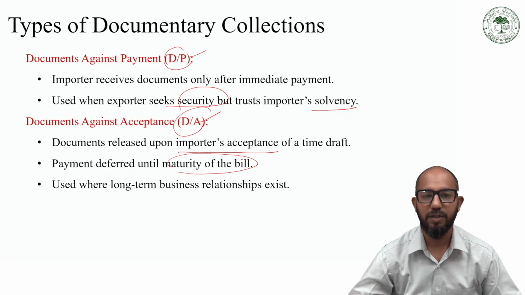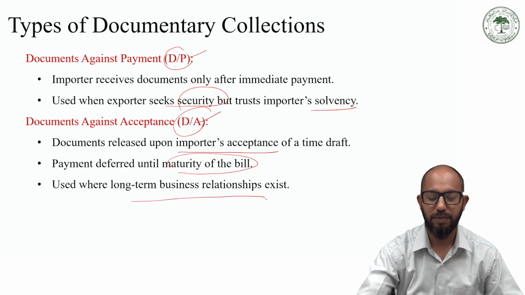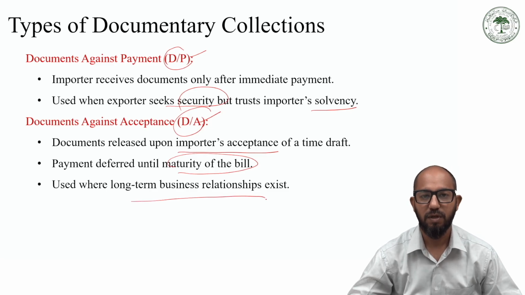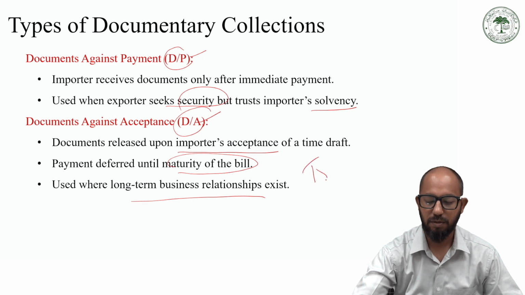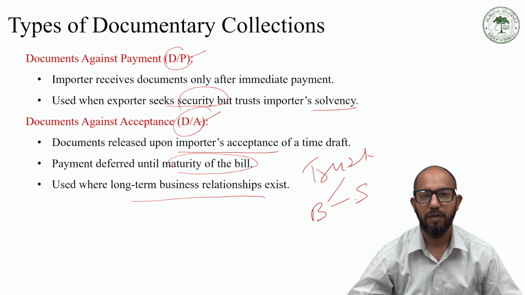These, that is, documents against acceptance, are used where a long-term business relationship exists. It indicates a trust between the buyer and seller. Generally, it happens in the cases when exports and imports have been going on for a long period of time. This means that there is a buyer-seller relationship which pre-exists these documentations.